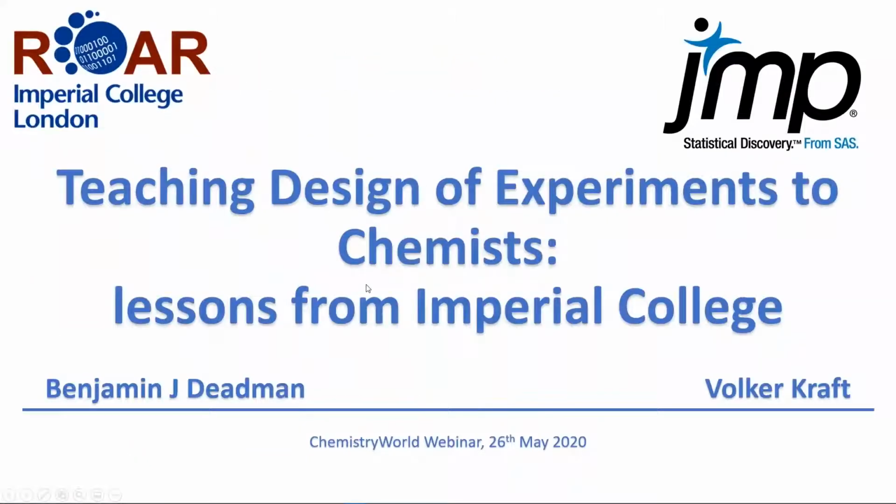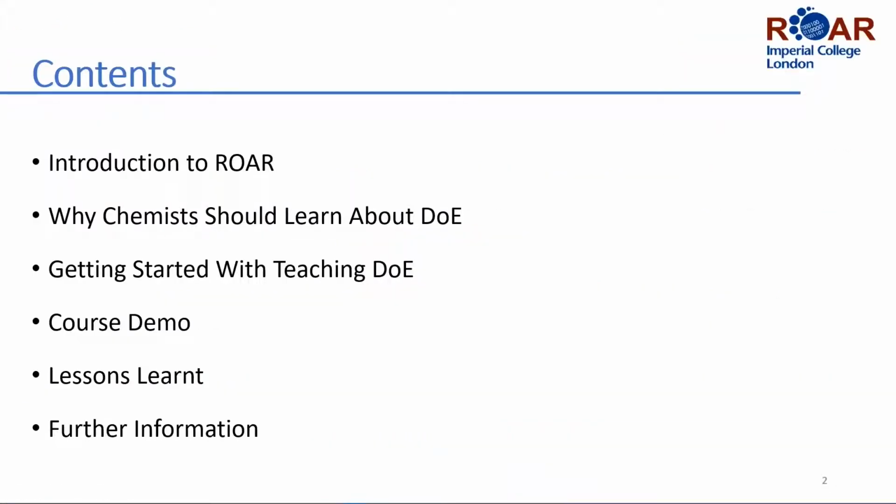Okay, I believe you can see my screen. So what I'm going to cover today, well, I'm going to start by giving you a bit of introduction to the RAW facility and what we're doing. I'm going to tell you a bit about why I believe chemists should learn about DoE. I will then hand over to Volker, who's going to tell you a bit about the journey Jump have gone on with Imperial College and how they've helped us develop this bespoke course to teach students about design of experiments. He will also provide a short demo of the course we've been doing.